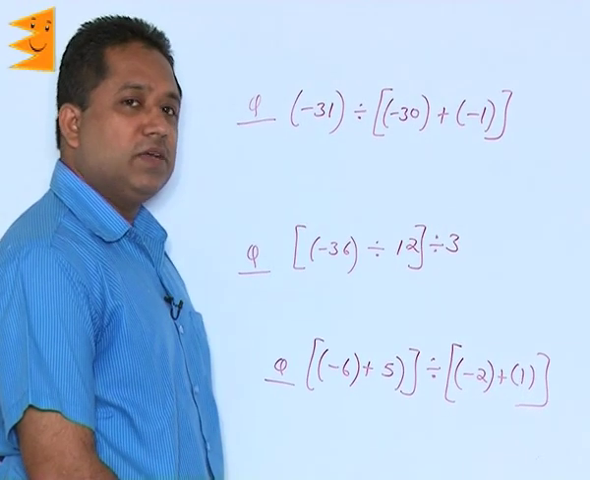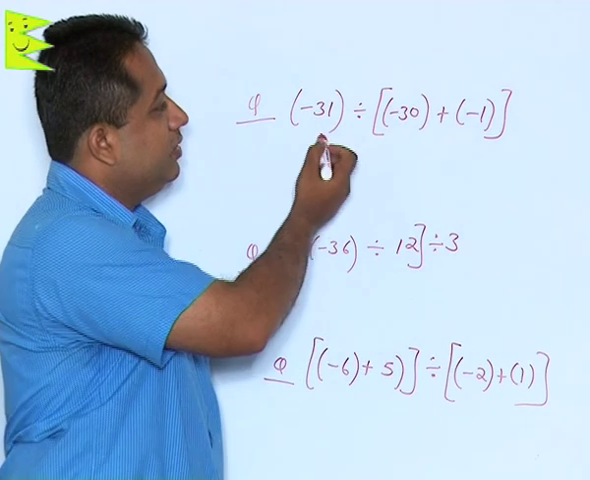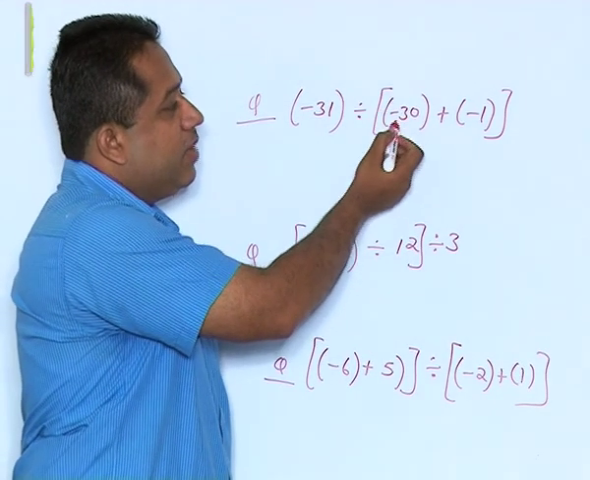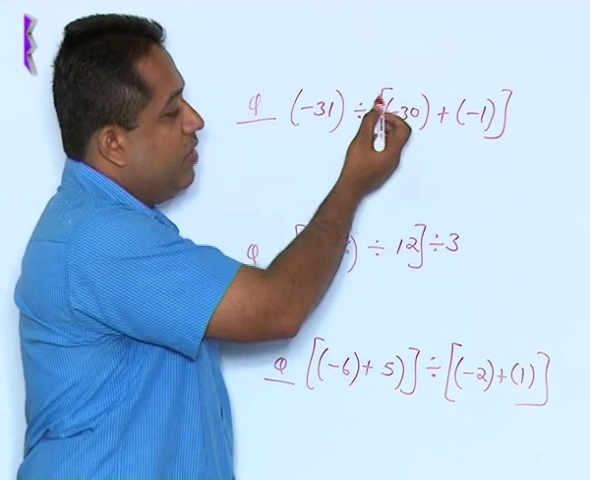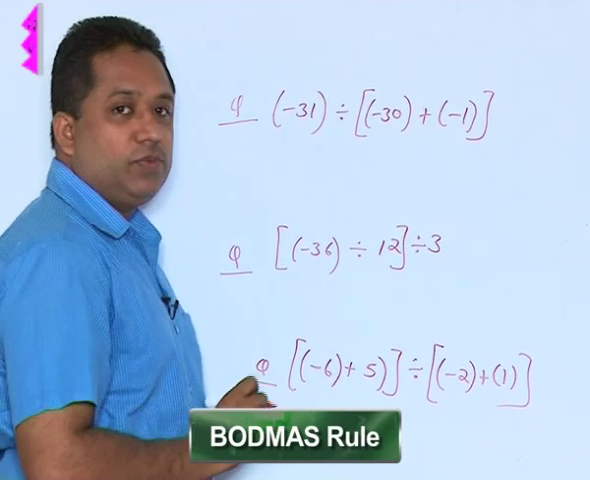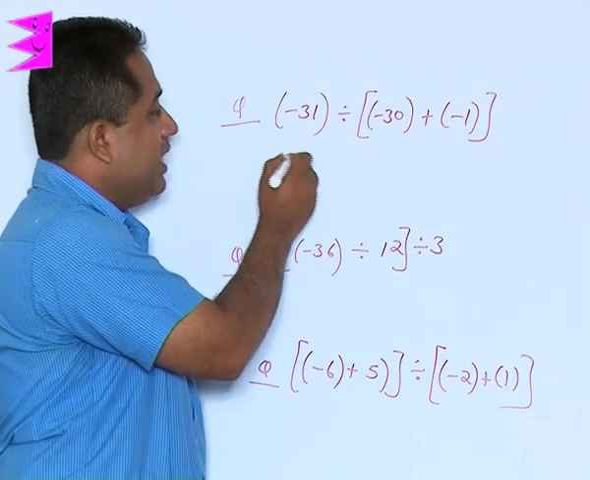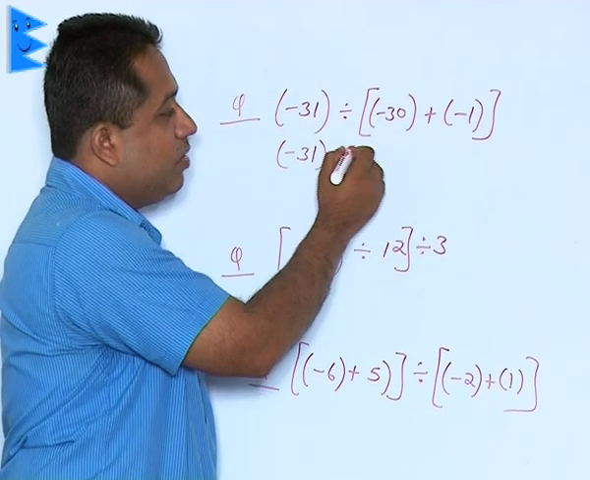Finally, let us look at some division problems. Here we have minus 31 divided by minus 30 plus minus 1. Now, in these type of questions, we have to use the BODMAS rule, according to which the bracket has to be solved first. So, minus 31 remains as it is, divided by, we are going to solve the brackets.